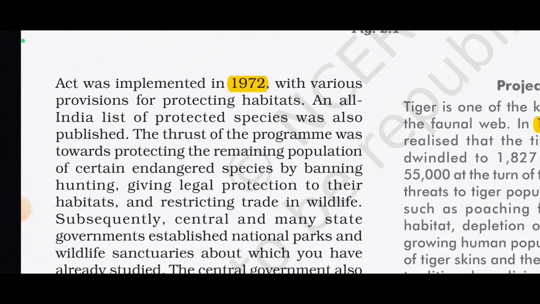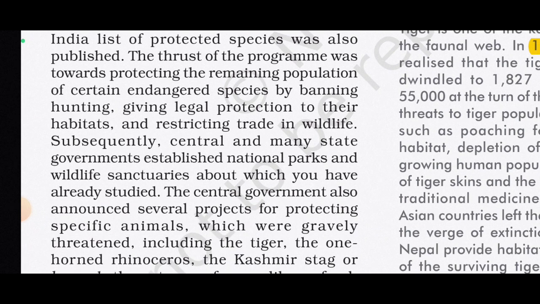The Indian Wildlife Protection Act was implemented in 1972 with various provisions for protecting habitats. An all India list of protected species was also published. The thrust of the program was towards protecting the remaining population of certain endangered species by banning hunting, giving legal protection to their habitats, and restricting trade in wildlife. Subsequently, central and many state governments established national parks and wildlife sanctuaries, about which you have already studied.